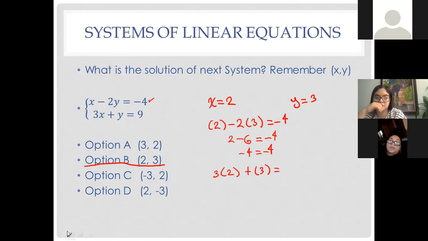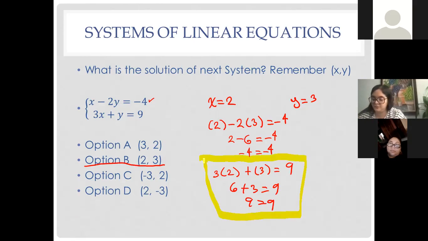Second equation, right? Does it work for this one? Yes. It will be 6 plus 3, 9, and then equals 9. Excellent. What you see over there is that you solve the system. And of course, it must work for both of the equations. If it just works for one of the equations, no, it's not solving the system. You have to work for both of the equations. So immediately you can say that's the solution.